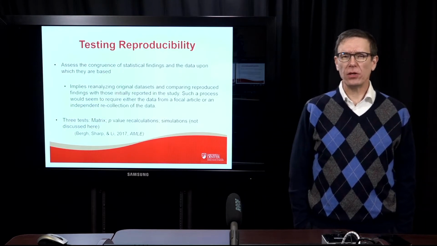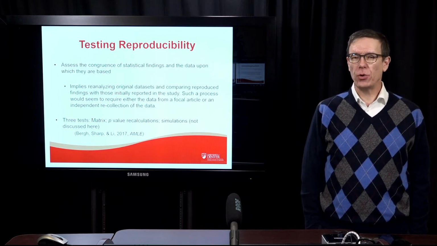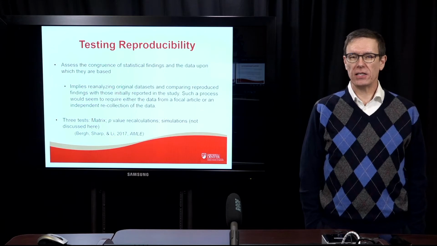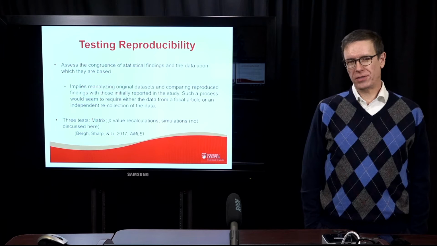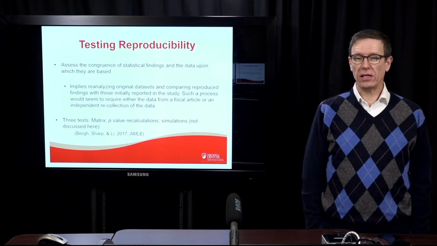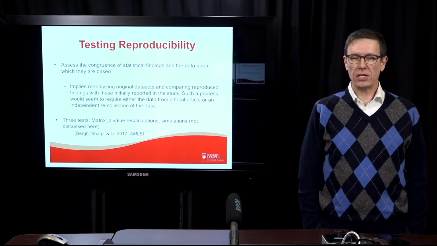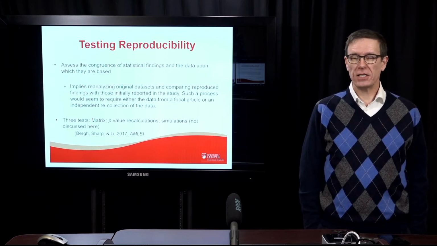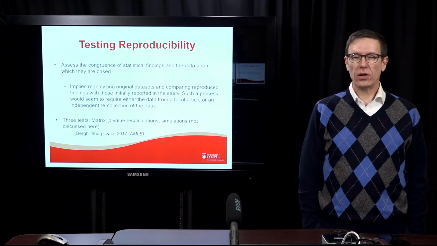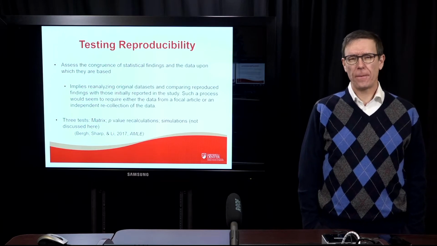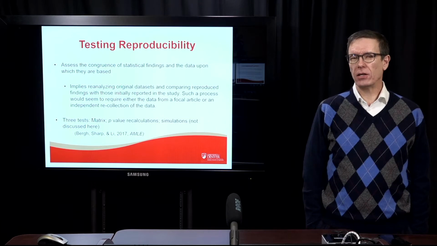Now, reproducibility, more specifically, allows us to assess the congruence or the equivalence of statistical findings in the data upon which they are based. That might sound pretty difficult because it implies reanalyzing original data sets and then comparing the reproduced findings with those initially reported. Such a process would seem to require either having the original data from a focal article or independently redoing the study. And that would seem onerous, and I think many people probably would see it in that light.